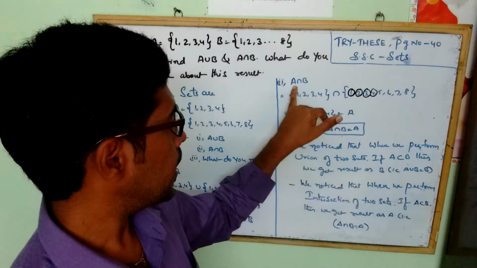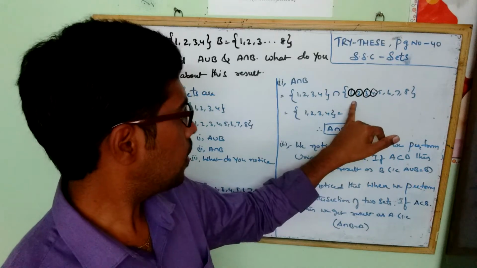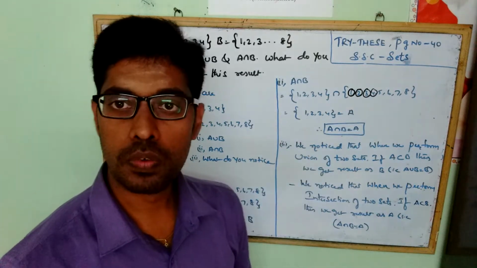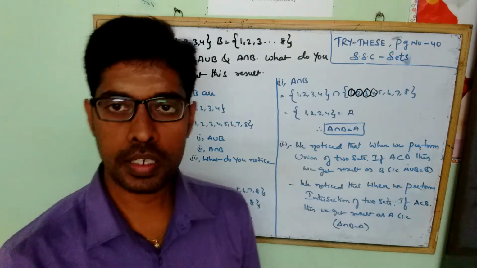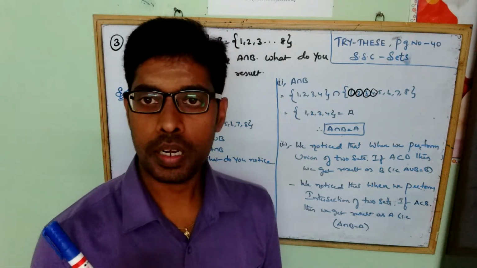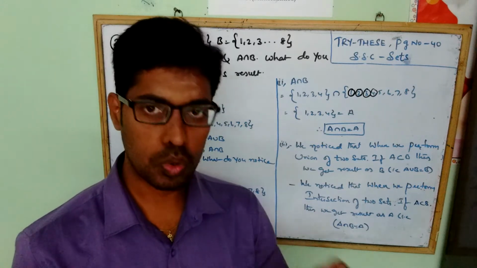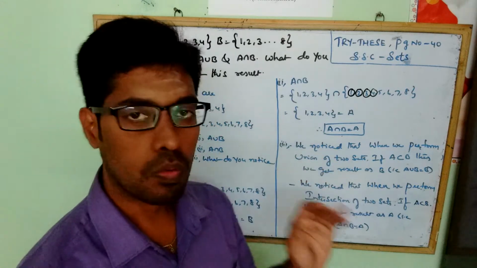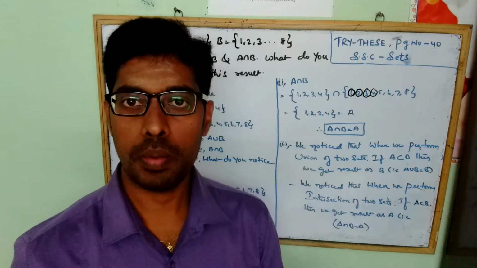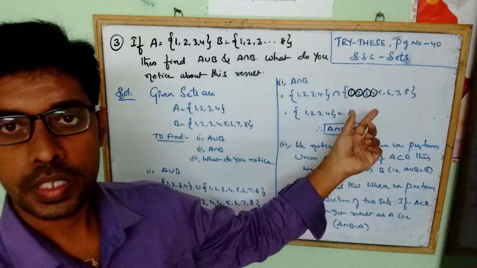Now coming to the second one, that is A intersection B. Write down what is set A: {1, 2, 3, 4} intersection. And what is set B: {1, 2, 3, 4, 5, 6, 7, 8}. Now, what does intersection indicate? The common elements among both the sets. Those elements we have to pick up. Here 1, 2, 3, 4 are common elements among both the sets. So pick only those elements.